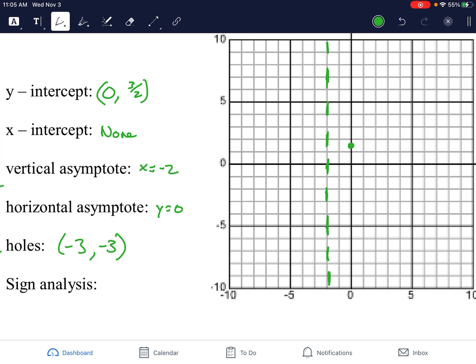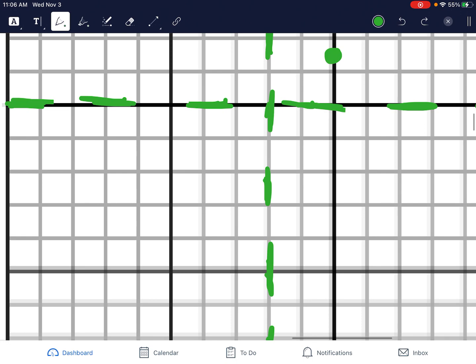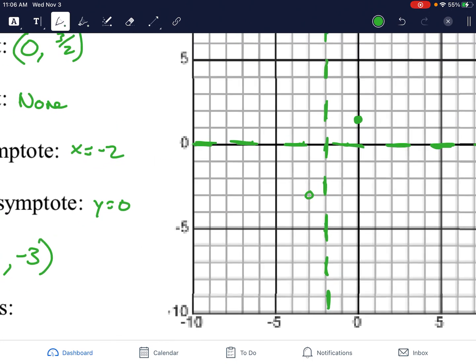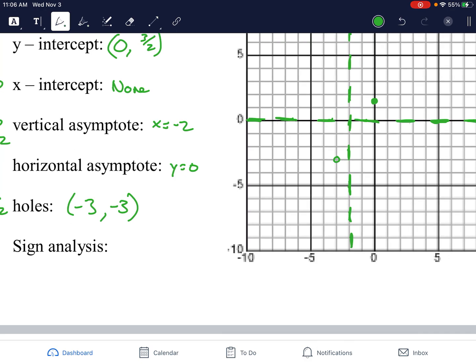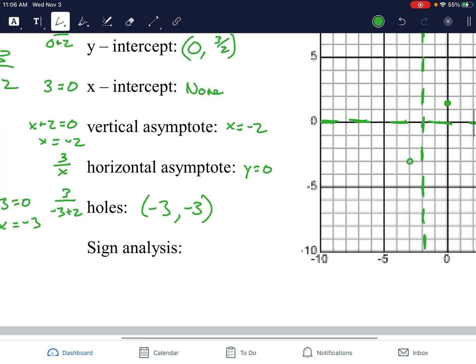The horizontal asymptote is y equals 0, and our hole is at negative 3, negative 3, right there. Again, we have a point on either side of the vertical asymptote, so we do not need a sign analysis.